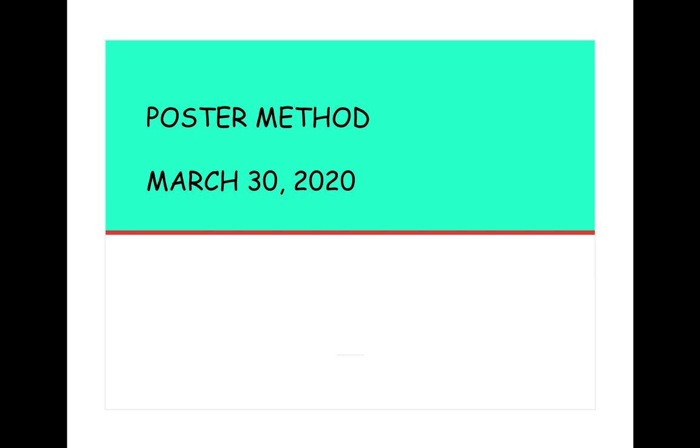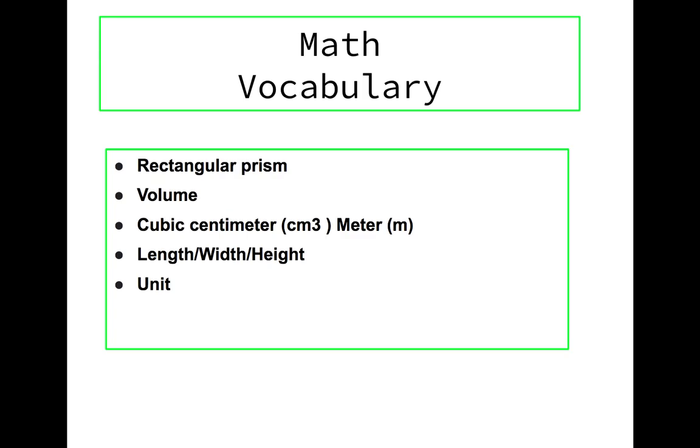Today is March 30th, 2020, and before we start I just want to go over some things that you need to know in order to be successful in your poster method for today. So let's look here. Math vocabulary. These are some of the words you need to know for this lesson. Rectangular prism, volume, cubic centimeter, meters, length, width, height, and unit. We've used these words before. I highly encourage you to also use these words when you are explaining your thinking.